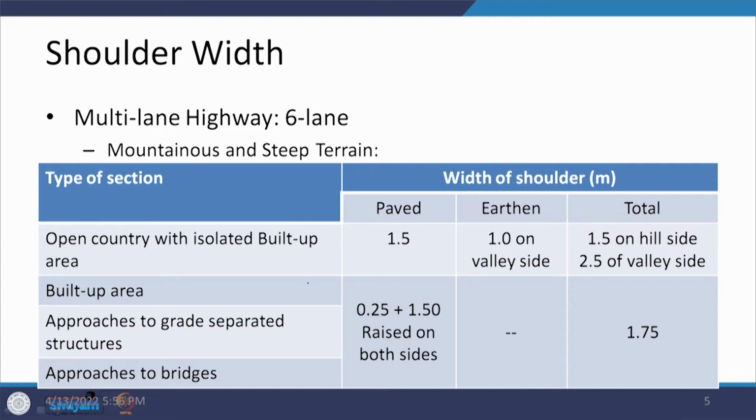When we are looking at the 6-lane highways under the mountainous and steep terrain, the values here for the restricted conditions have again been taken together, and what we find is that it is 0.25 plus 1.5 meters, and this is raised on both the sides as a paved shoulder under the constrained conditions, and that makes it 1.75 meters. In the case of open country, we have 1.5 plus 1 on the valley side. We have 1.5 meters on the hillside, but on the valley side we have a combination, 1.5 plus 1, that is 2.5 meters being provided. So, that is the way we are going to provide these shoulders on 6-lane highways.